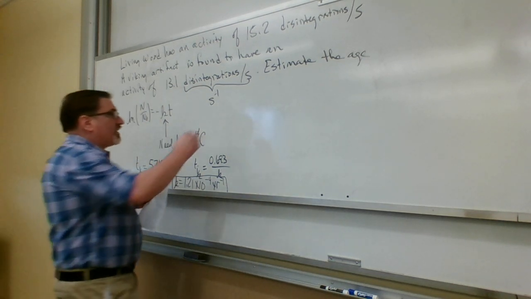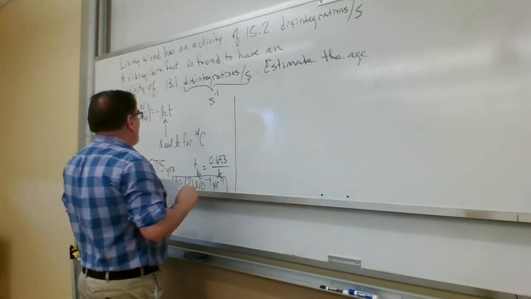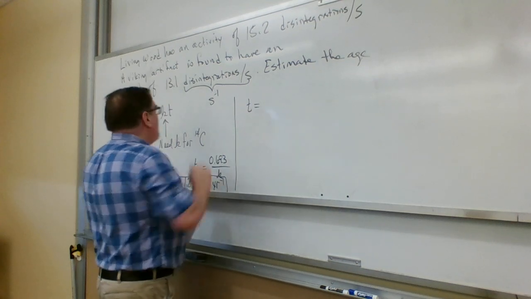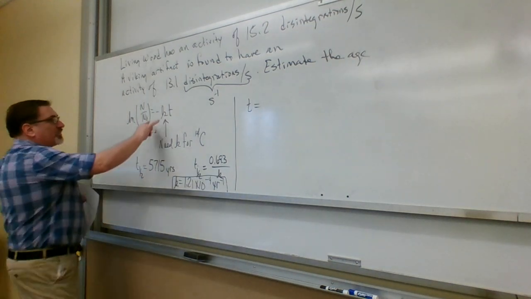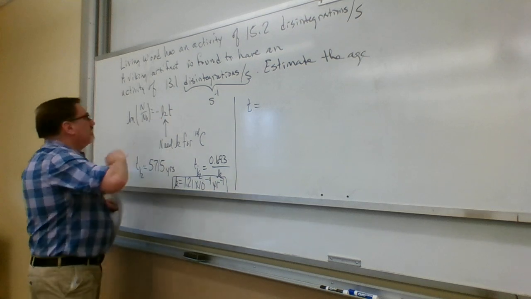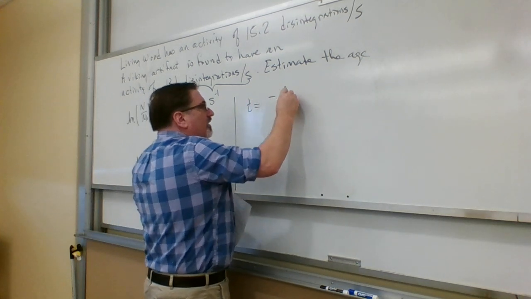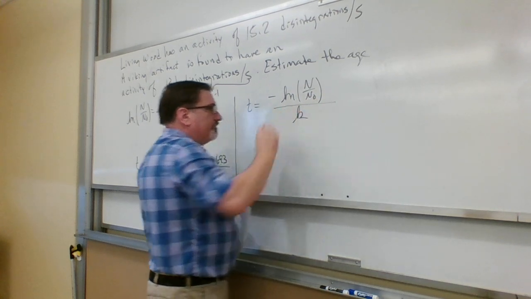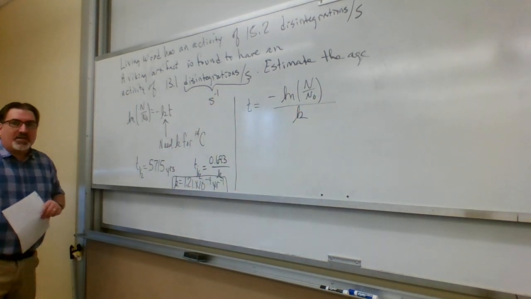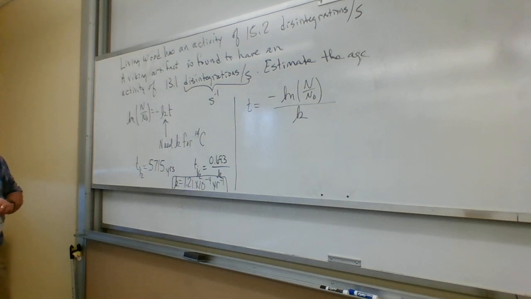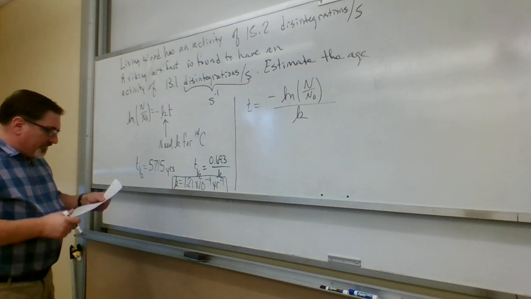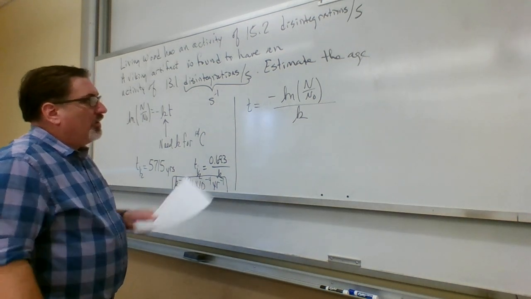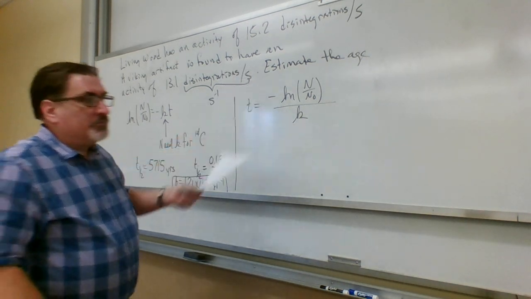Okay, so ready to solve the problem. So we rearrange. We want t by itself. t equals, we have to divide both sides by minus k. So t equals minus the natural log of N over N0 over k. Pause there if you need to and see how that rearranged, but that's what we get. The time that goes by is minus the natural log of N over N0, all divided by k. Those three values we know, and we can plug them in.